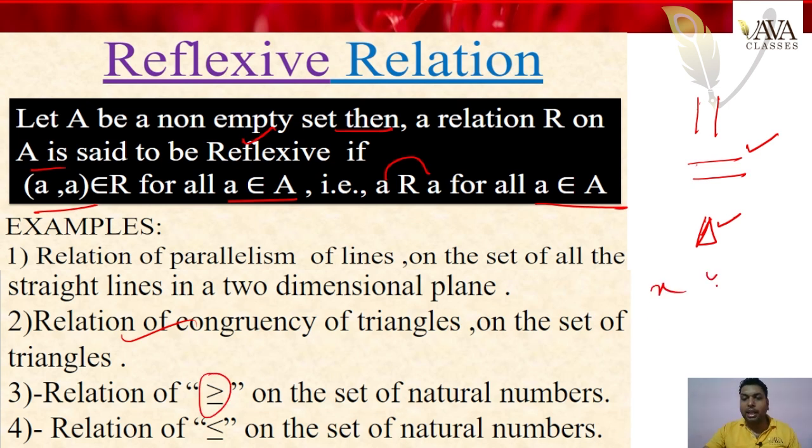Relation of greater than or equal to on the set of natural numbers. Suppose x and y are two natural numbers; x is greater than or equal to x. So every natural number is greater than or equal to itself, so it is reflexive. Similarly, every natural number is less than or equal to itself, so it is also a reflexive relation, friends.